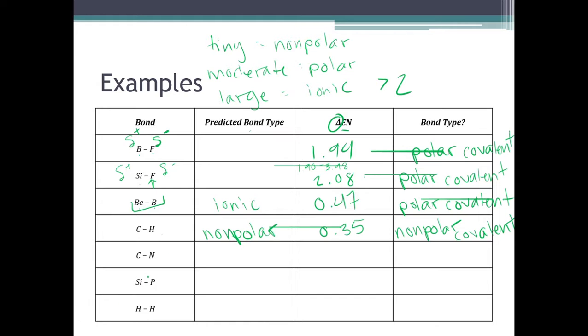Next, we have carbon and nitrogen. Carbon, again, is 2.55. Nitrogen is 3.04. When you subtract those, you're going to get 0.49. That's going to end you up with a polar covalent bond. Next, we have silicon and phosphorus. Subtracting those out, 0.29 gives you a nonpolar bond.